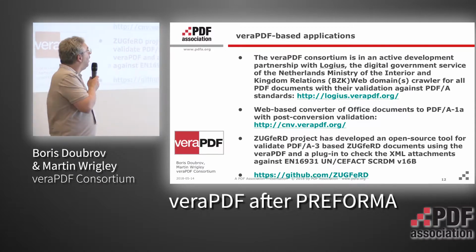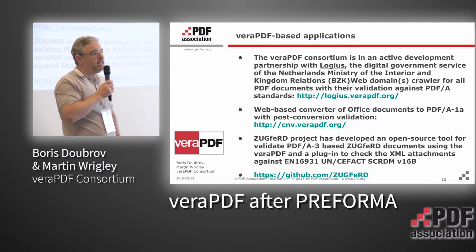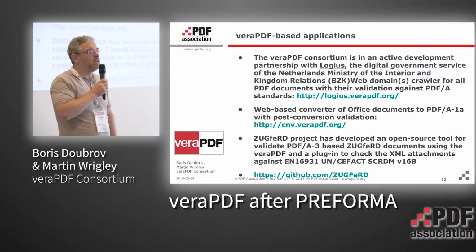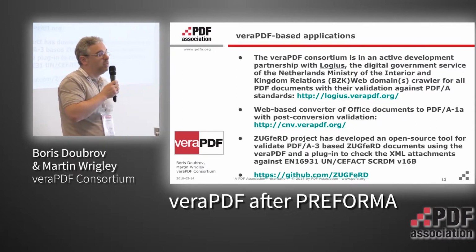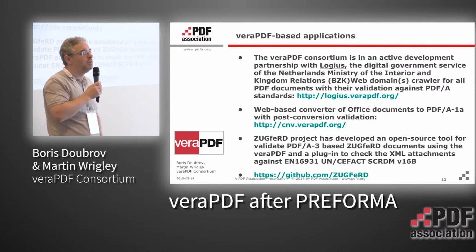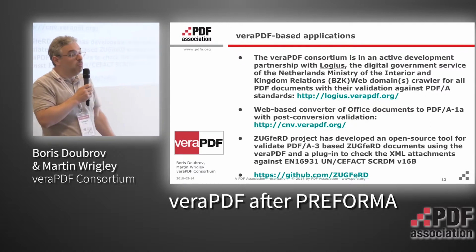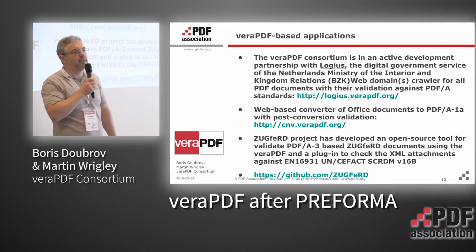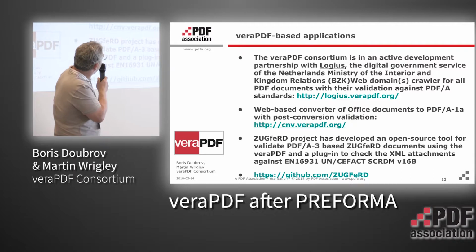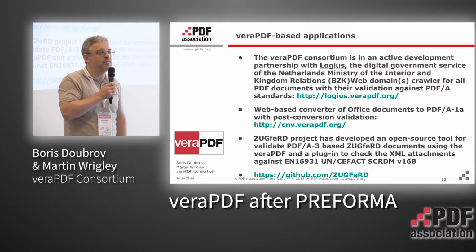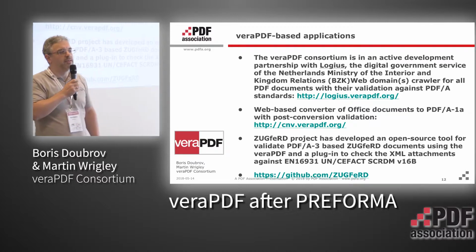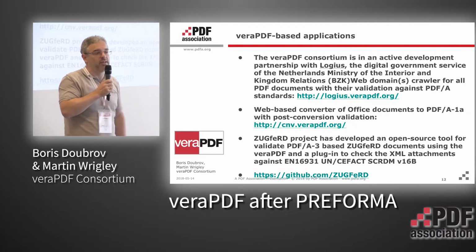One of them is to check all PDF files at a specific domain for their conformance with PDFA standards. This is a way to check the quality of a certain governmental website. In many countries, including the Netherlands, there is a requirement that all officially published documents have to conform to open standards, whatever it means. And one of the most important open standards for PDF would be PDFA. Again, that's a publicly available link, logius.veraPDF.org. If you want, you can check which documents are published on your website. Just type your domain name, and all PDF files which are publicly available at your domain will be checked for conformance with PDFA, and you will get a report.